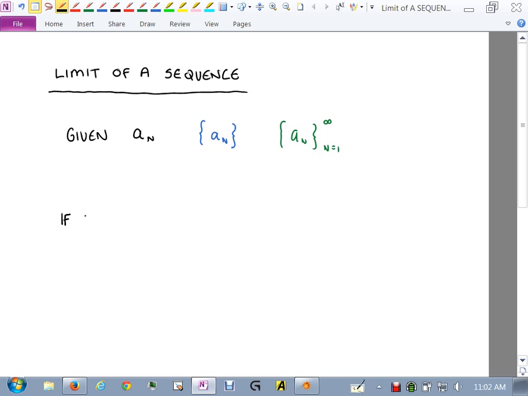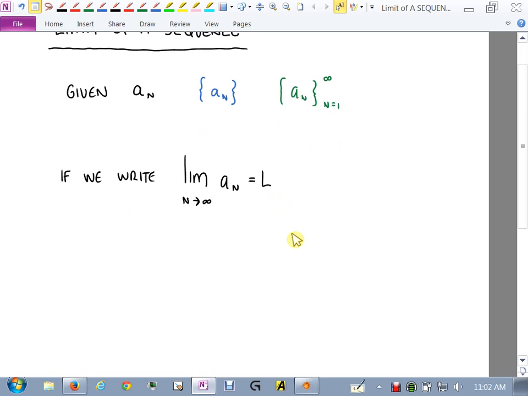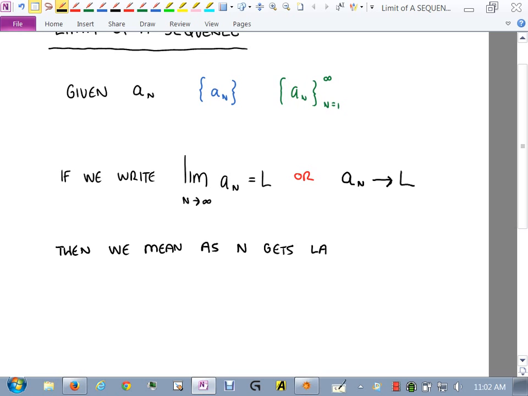If we write limit n goes to infinity of a sub n equals L, or we write this, a sub n with an arrow to L, then we mean by this, as n gets large, a sub n gets closer and closer to the value L.